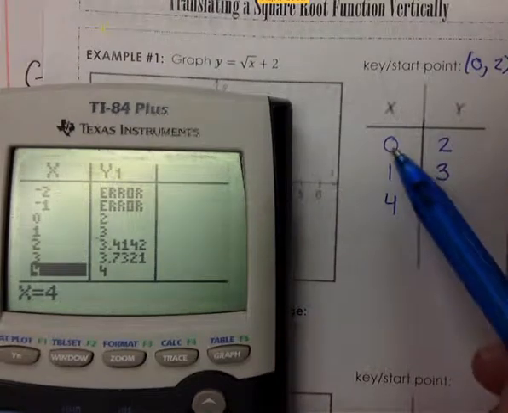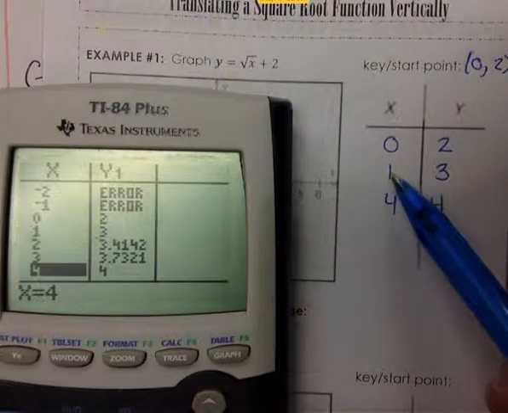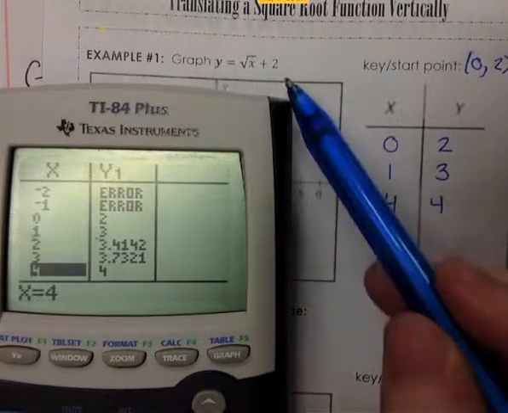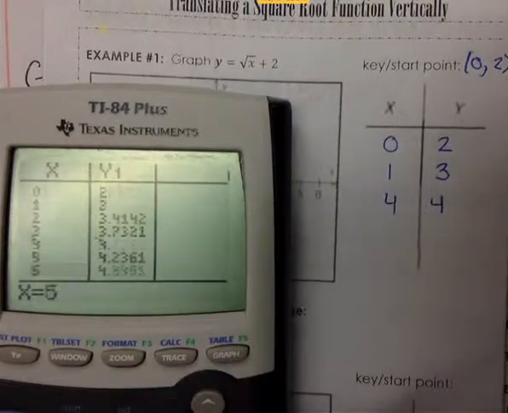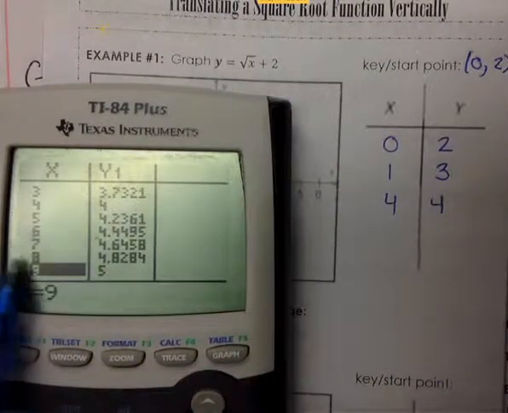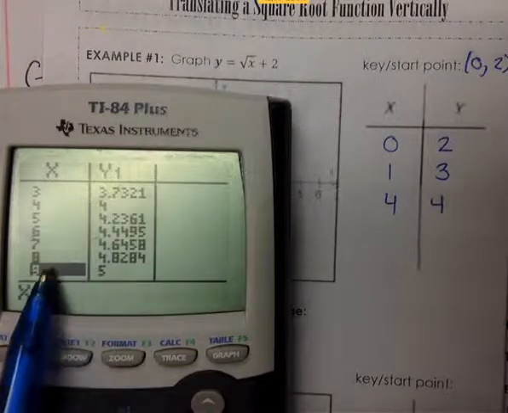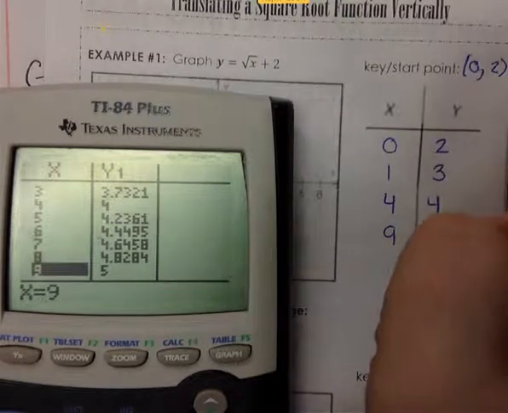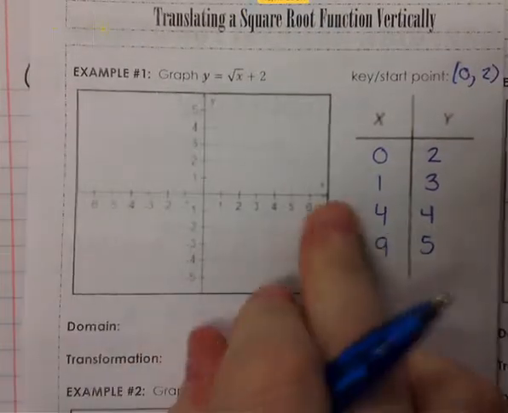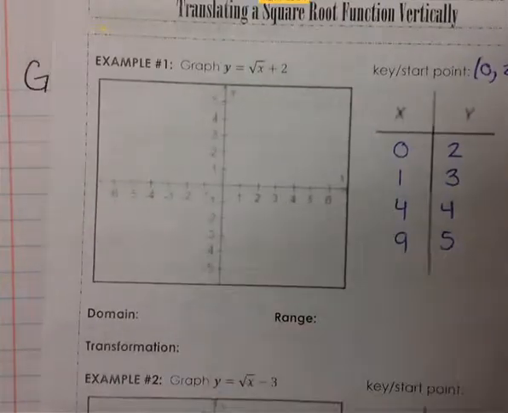Because if you think about it, the square root of 0 is 0, the square root of 1 is 1, the square root of 4 is 2, plus 2 is 4. That's where that came from. The next one should be 9, because the square root of 9 is what gives us 3. 3 plus 2 is what gives us 5. So it would be 9, 5. And then our graph only goes up to 7 on here, so we can stop right here.